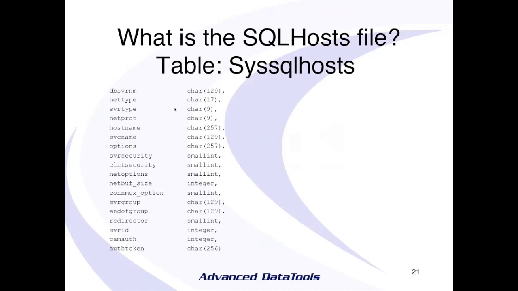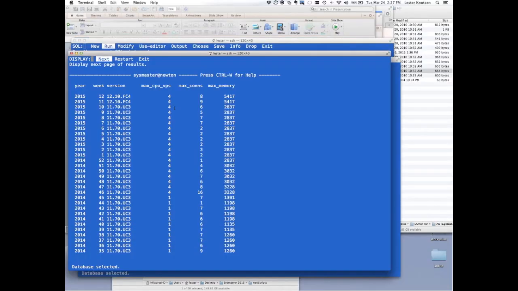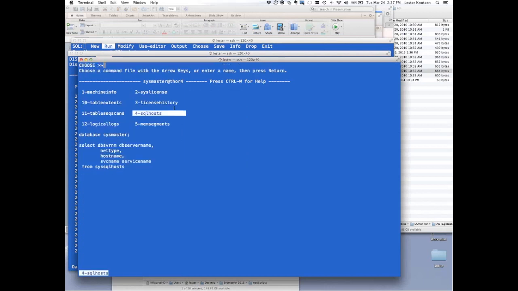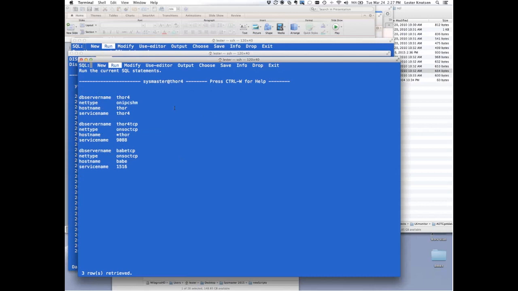Now, another new table that I really like is sqlhost. This is a way of, in the sysmaster database, looking at what's in your sqlhosts file without having to go out and see what is in your sqlhosts file. It has the basics. I'm going to switch back here, and if I choose sqlhost, if you only want to see the server name, the net type, the host name, and the service name, it has all the basics right there.